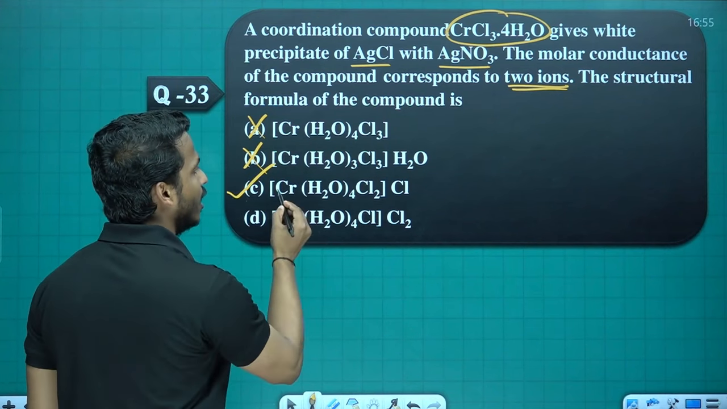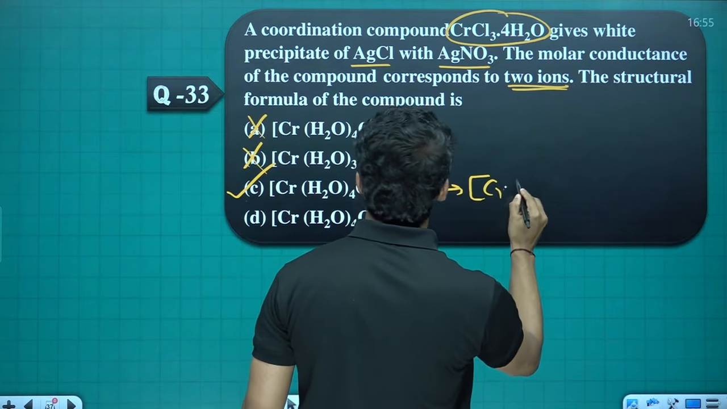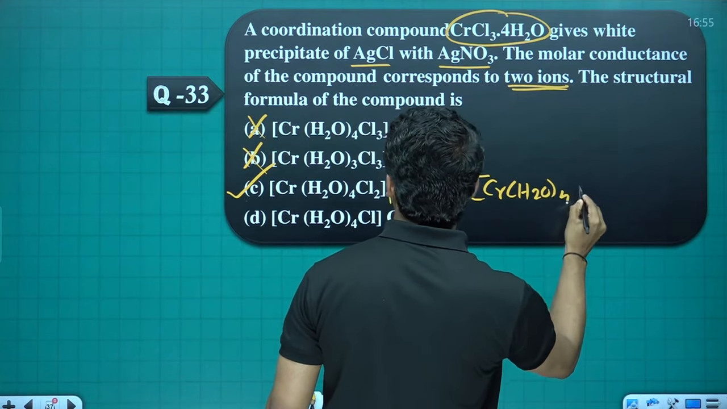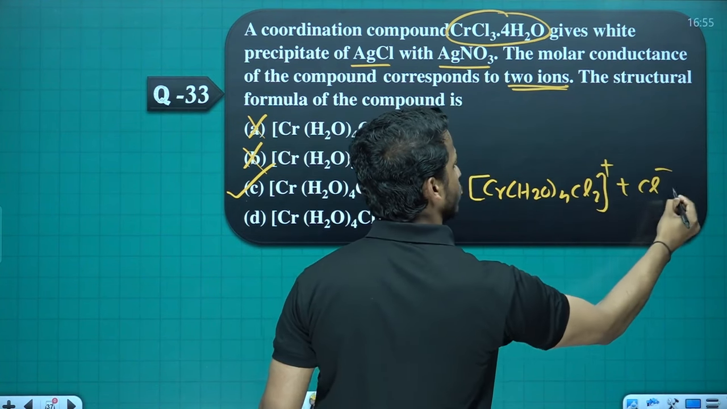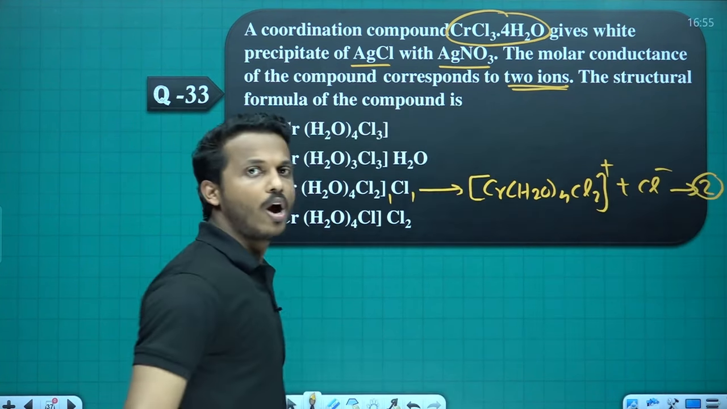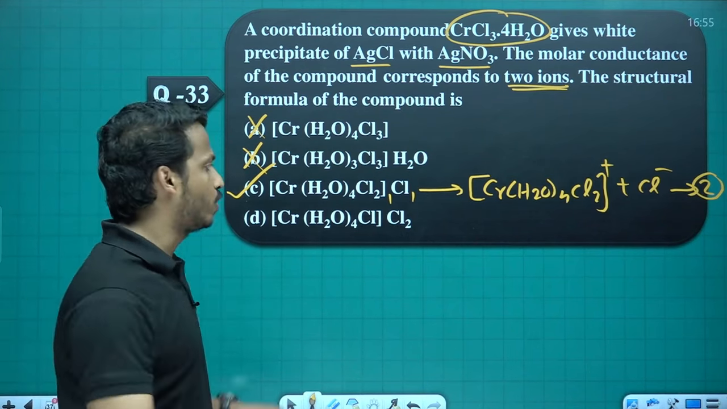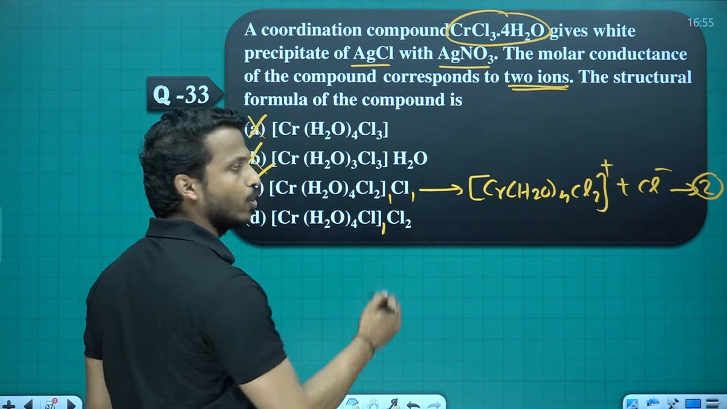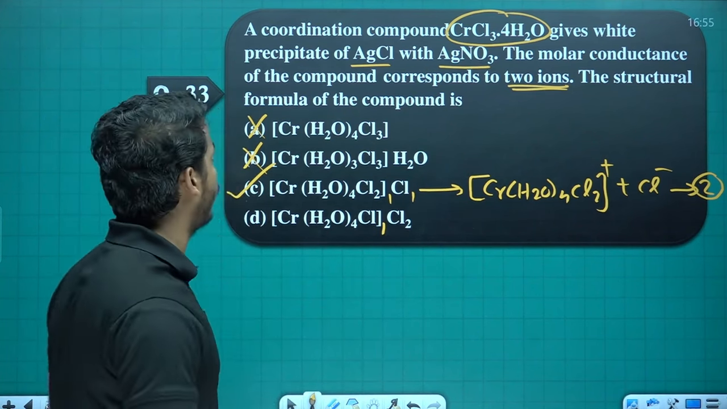Yes, this one. This complex, how do you break it, my dear? This is 1, 1, right? This is [Cr(H2O)4Cl2]+ and Cl-, 1 plus 1, total 2 ions. 2 ions is given by option C. You check it with this one, it will give you 3 ions because 1 complex and 2 chlorine, 3 ions are produced. They already said 2 ions should be formed.